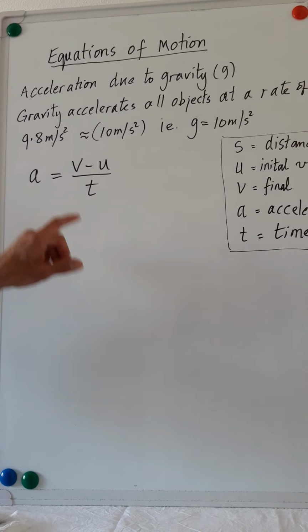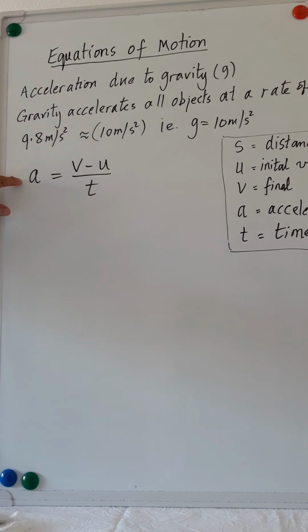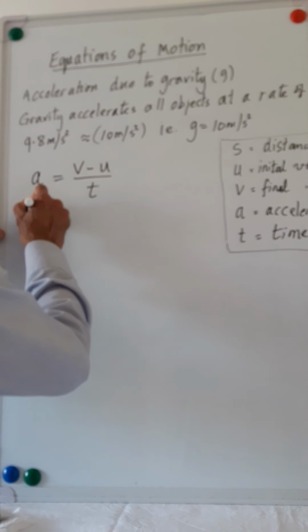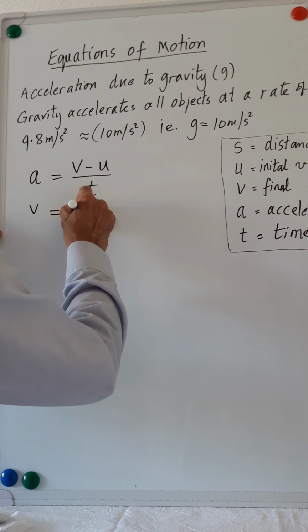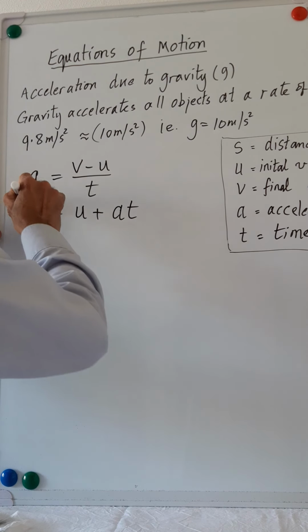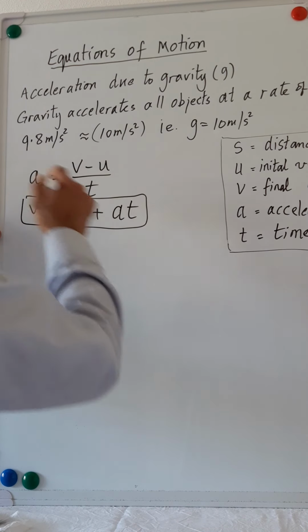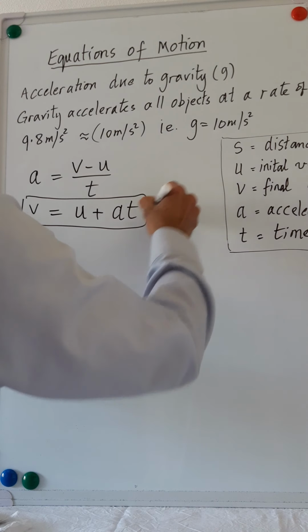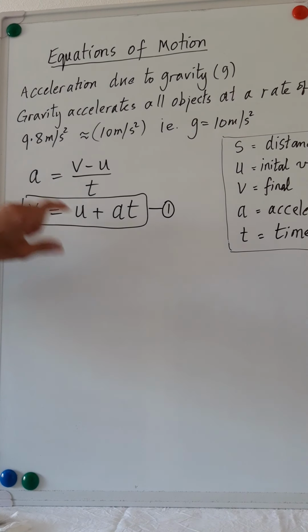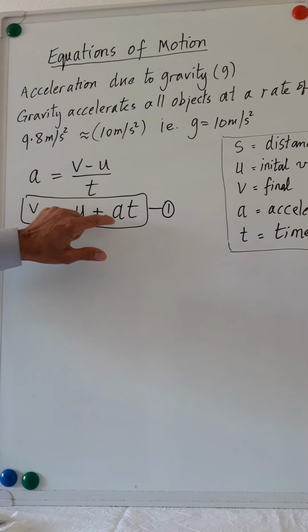So first of all, if we take t to the other side and multiply, a times t equals v minus u, and rewrite the equation the other way, we can write v equals u plus at. This gives us our first equation of motion. The final velocity is equal to the initial velocity plus acceleration times time.